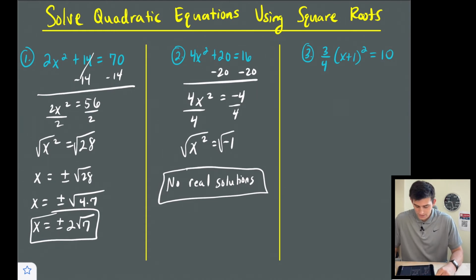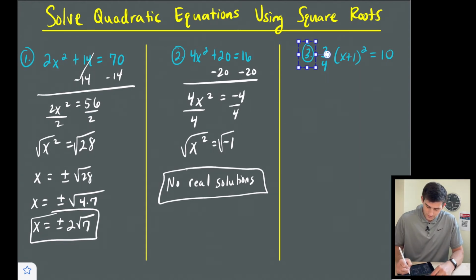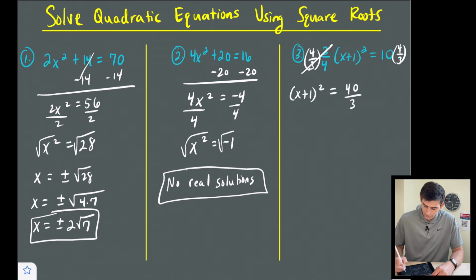So we have 3/4 times the quantity of x plus 1 squared is equal to 10. Let's go ahead and multiply both sides by 4/3 so we can get rid of this fraction. I'm going to move this number 3 over just a little bit. And so now let's write multiply by 4/3 here. All right, so that's going to cancel our fraction. So now we have x plus 1 quantity squared is equal to 40 over 3.